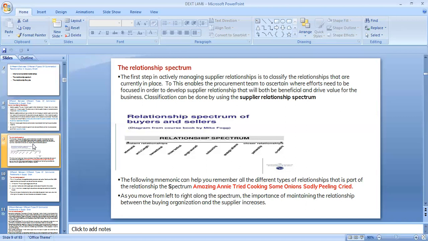So now let's take a look at which one is good for which one. In the relationship spectrum, if you look at my slide, it's not very clear from there, but I want to tell you that the very first one is the adversarial relationship, and the last one is the co-destiny relationship. As we move from left across to right, the importance of the relationship grows. Can you see? Yes, it grows. And that is what is expected of us as procurement professionals to do.